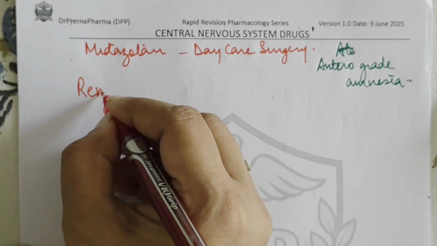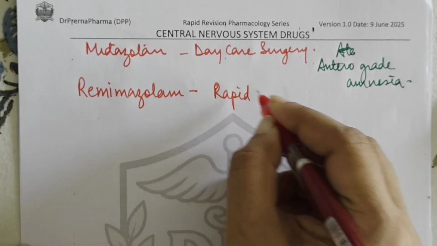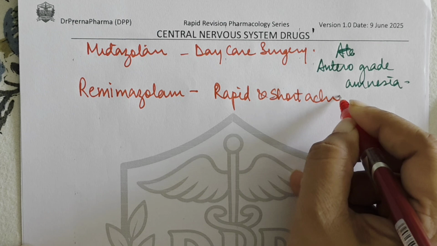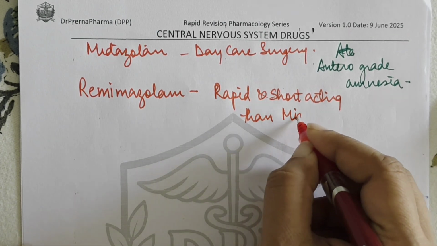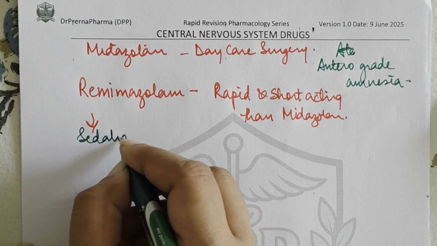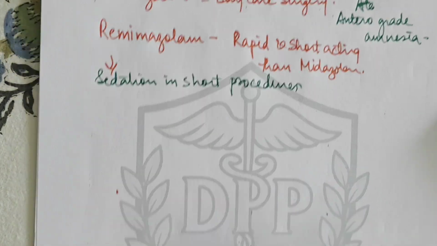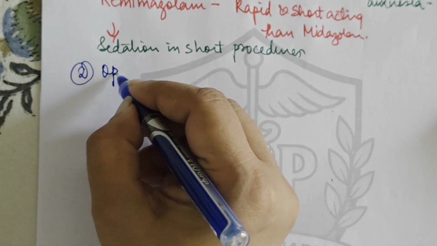Now the new drug that I was telling, remimazolam. This is rapid and short acting than midazolam. So this is the drug of choice for sedation in short procedures. Okay, right? Then the second drug that we have is opioids.